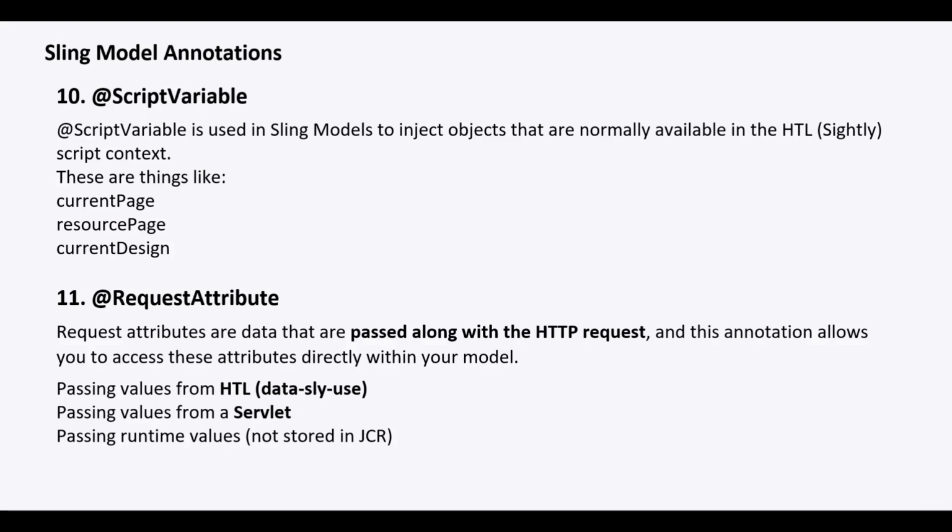The third one: any kind of dynamic value we can pass, and it should not be JCR related information like properties or something. If you want to pass any dynamic data along with the request attribute, we can directly access it through the model based on the request attribute. Okay, this is all about the theoretical part.